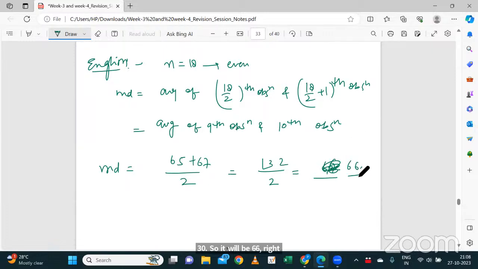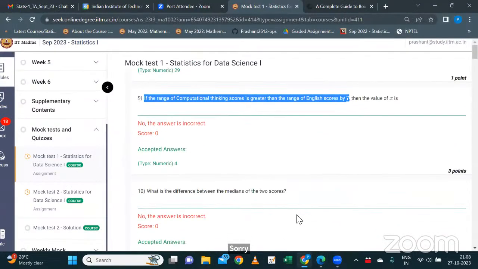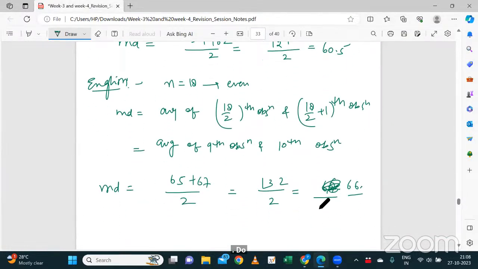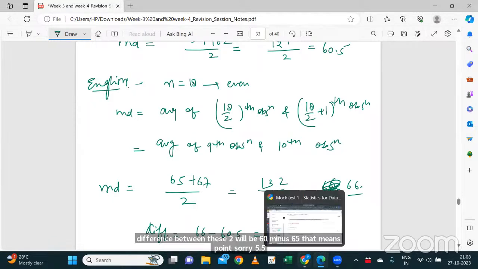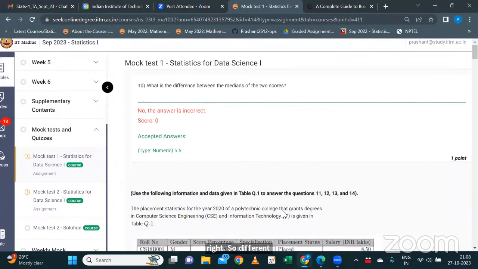So the question is, we have to find the difference. The difference will be 66 minus 60.5, that means 5.5, right? 5.5. I think it was just a simple calculation, right? Yes, sir. Okay.